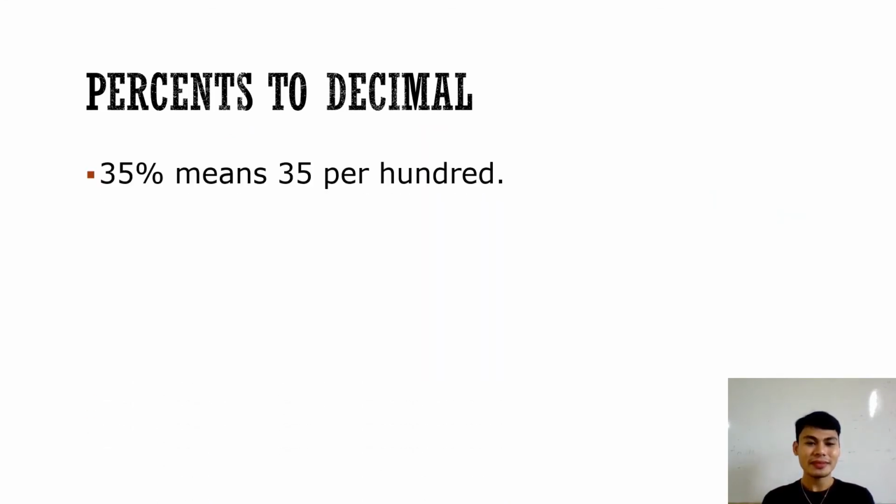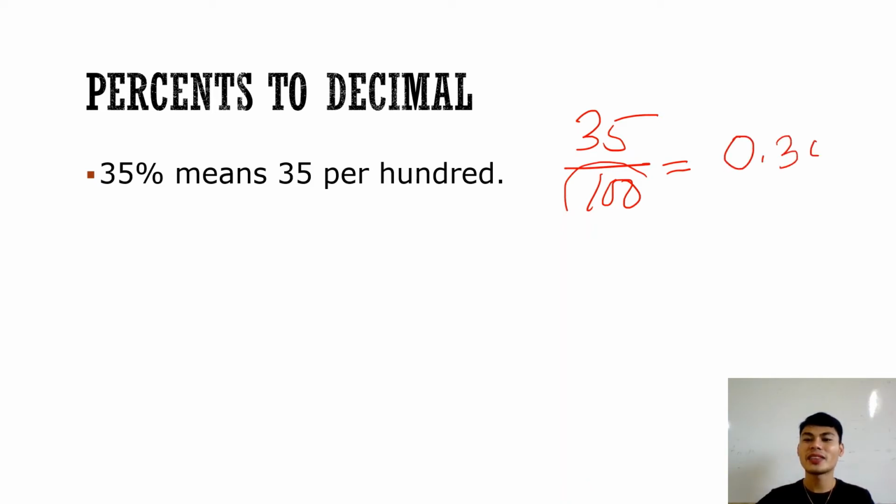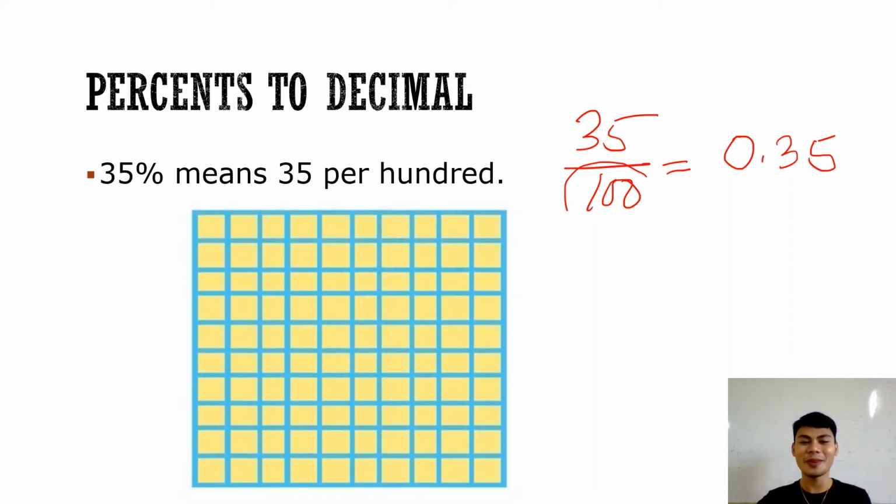Last example, 35%. 35% means 35 per 100. Use your calculator or move the decimal point, since the divisor is 100. This is just 0.35. Ganyan na ganyan lang po. Assignment nyo to: how many squares should be shaded? It's 35 squares, di ba?